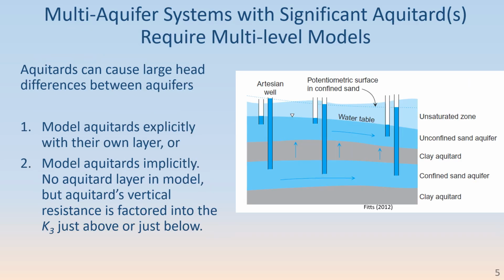If you have an aquifer system with substantial aquitards that are much lower conductivity than your aquifers, that's usually a clear case for multi-layer modeling. You can model those aquitards explicitly, like include them as a layer in your model, or you can model them implicitly, not include them, but incorporate the vertical resistance they offer into the vertical conductivity, the K3, in the aquifer that's just above or just below it. We'll talk about that more in a second here.